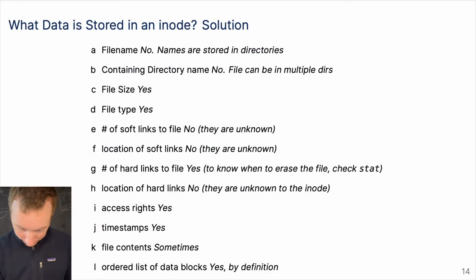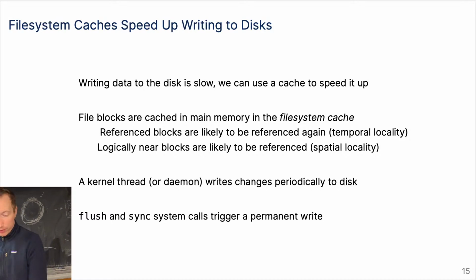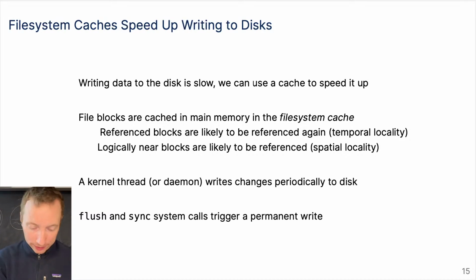Okay, so that's pretty much it for inodes. The file system will, again, like we talked about before, use a cache to speed up writing to disk. We know that writing to a disk is slow, and like always, we'll use a cache to speed it up. So what you can do is cache file blocks in main memory, and that would be something called a file system cache.